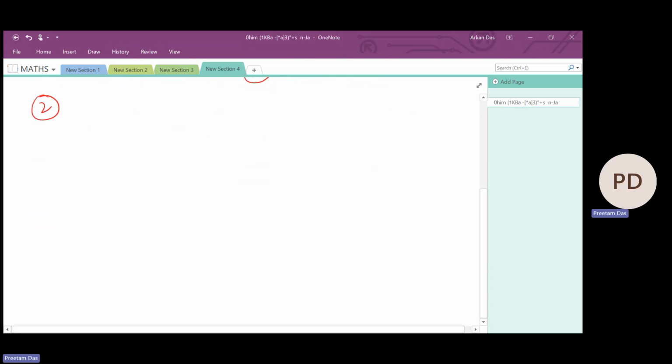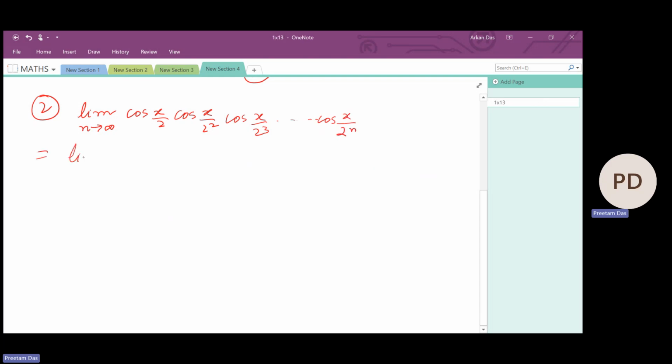Second one, this is given in terms of cos. So limit n tends to infinity. So cos x by 2, cos x by 2 square, cos x by 2 cube, and so on up to cos x by 2 raised to n. So how will we write this? This is a cos formula from trigonometry, cos a, cos 2a, and so on. So we will consider this x by 2 raised to n as a.